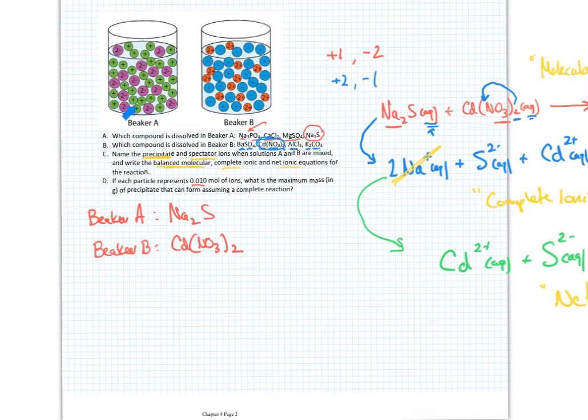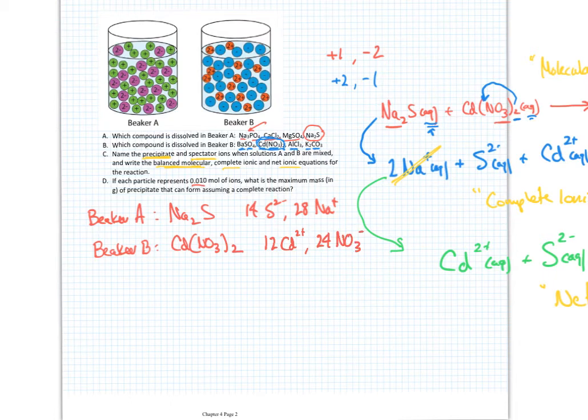So we'll just go around: 1, 2, 3, 4, 5, 6, 7, 8, 9, 10, 11, 12, 13, 14. So we have 14 S2- ions, which means there must be 28 Na+ ions in beaker A. And in beaker B, there are fewer cadmium ions than there are sulfide ions. We'll count those up: 1, 2, 3, 4, 5, 6, 7, 8, 9, 10, 11, 12. There are 12 cadmium ions, and there must be 24 nitrate ions. And you can count them to convince yourself that's true.